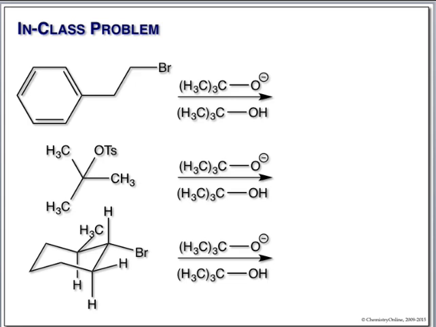All right, these are very simple E2 eliminations, aren't they? Here's our leaving group, the halogen. We're going to pull off a hydrogen from our benzylic carbon here. Again, this is going to be E2. We're going to get a double bond through here. We've simply made styrene. There it is.